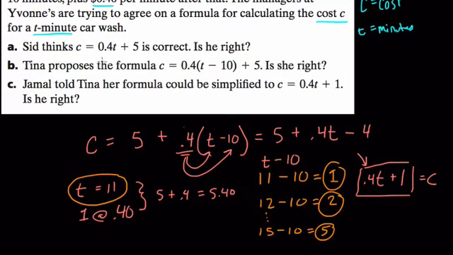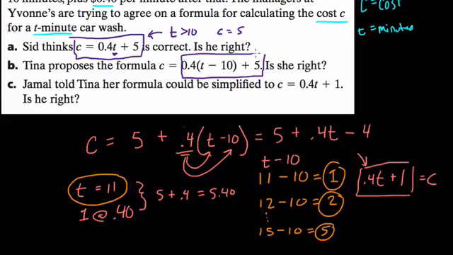Sid, they tell us, thinks that the formula is this: cost is equal to 0.4t plus 5. Is that correct? Well, no, it's not, because it is 40 cents per minute, but minutes are after 10. So I guess this formula could work if you said that t has to be greater than 10, and for under 10, cost just equals $5. So that might be a way to fix that. And the second formula, this is the one that we got, and this is correct, again, if time is greater than or equal to 10 minutes.